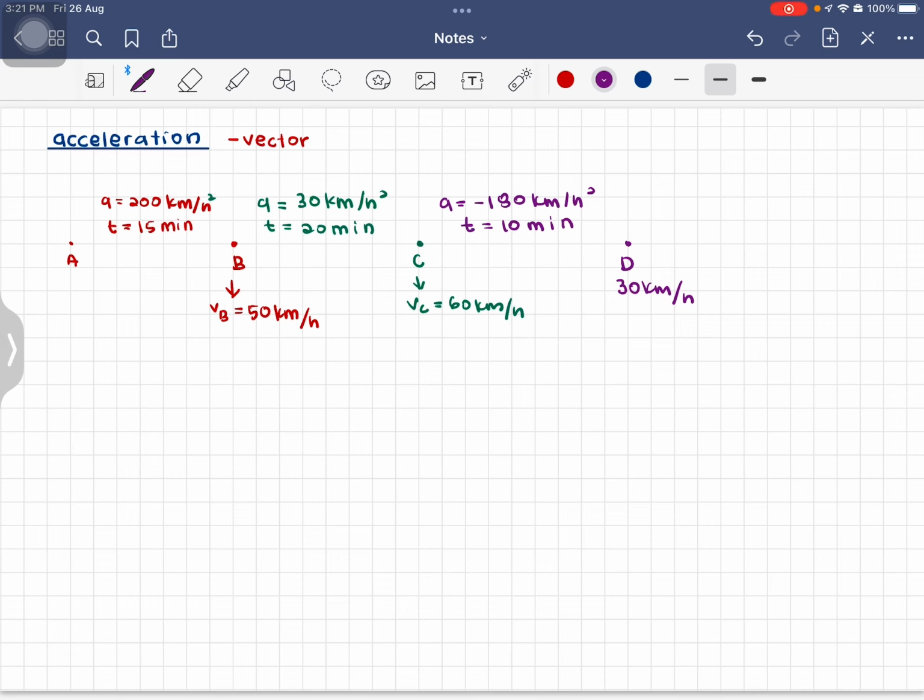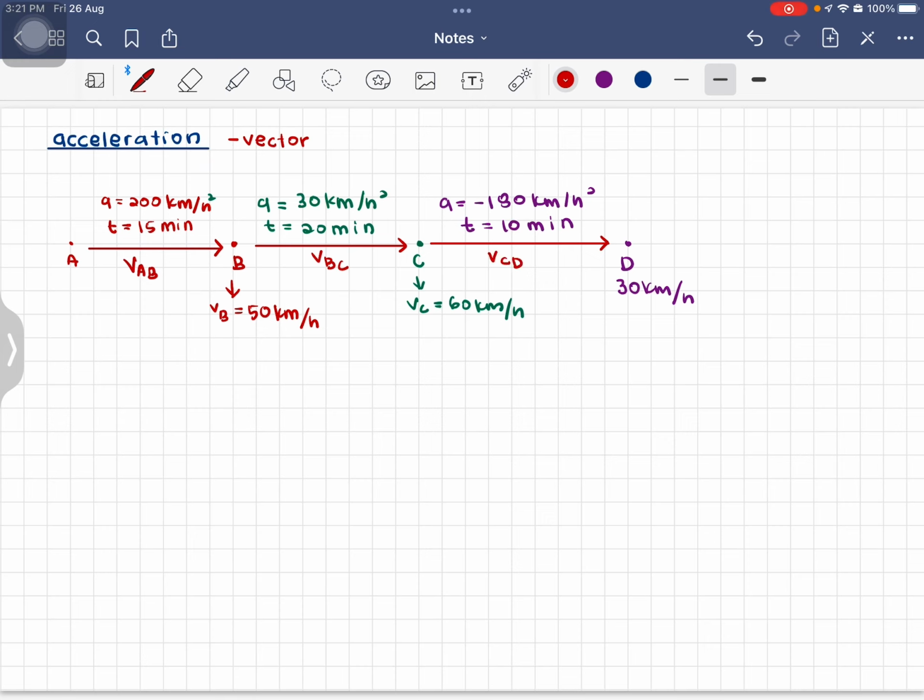Then you will have your displacement vector and velocity vector from point A to B going to the right, something like this. So I put VAB. And from B to C also to the right, I will put VBC, and C to D you will also get something to the right.